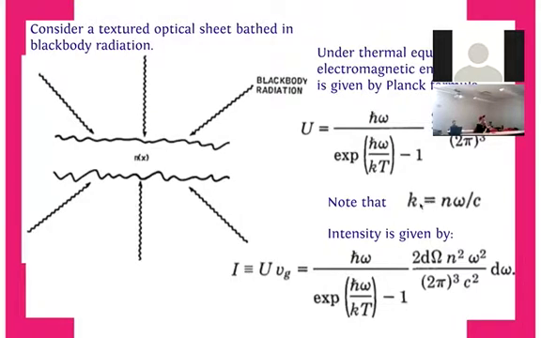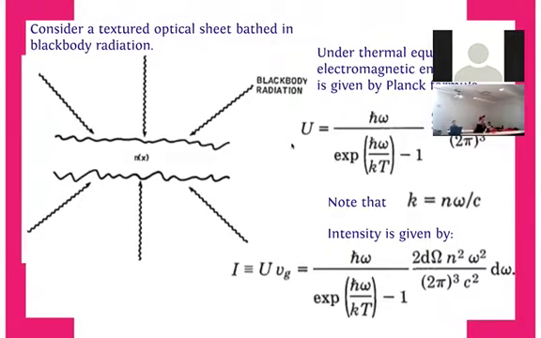And k, the wave vector of the field, is given by n omega over c, where omega is the angular frequency of the field and c is the speed of light. Omega is the angular frequency, directly proportional to nu, the energy, as we know.